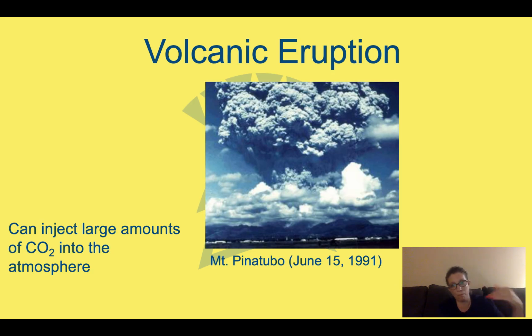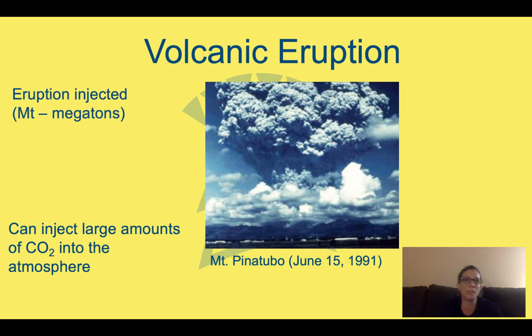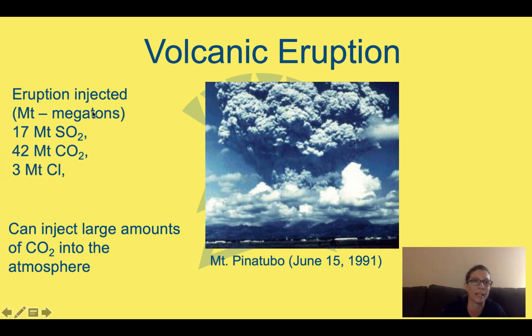Now, that brings it down, right? But what brings it up is going to be the volcanic eruption. Okay, the eruption can inject a lot of things into the atmosphere. All right, these are in megatons right here. If you look at that, 17 megatons of SO2, 42 megatons of CO2, 3 megatons of Cl can inject large amounts of CO2 in the atmosphere that way.